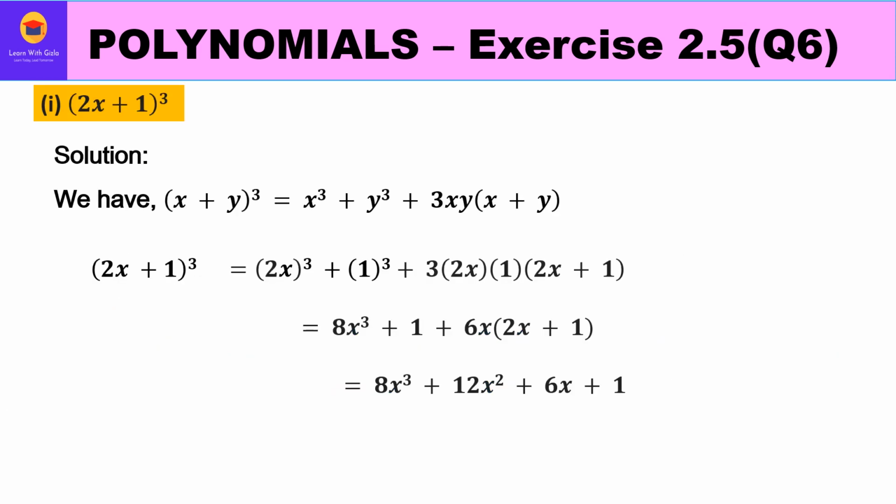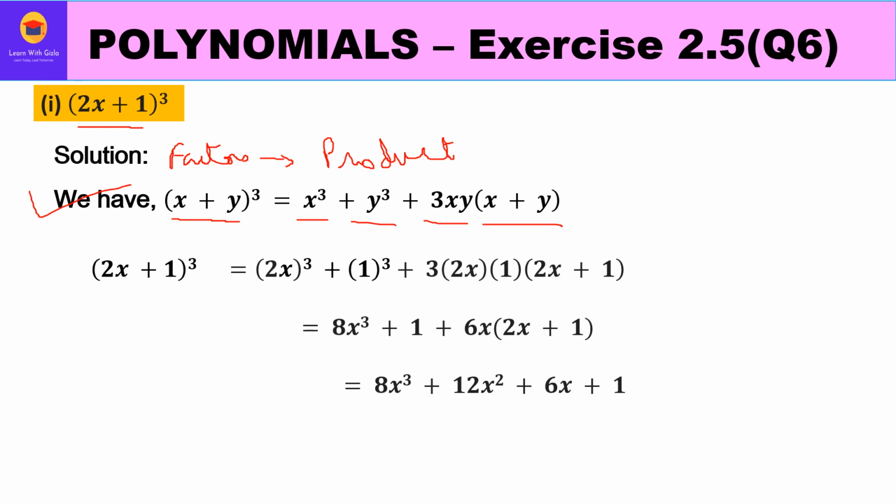Now in the first part, they are asking us to expand 2x plus 1 whole cube, right? So clearly it is identity 6 which says that x plus y whole cube is equal to x cube plus y cube plus 3 into x into y in bracket x plus y, right? Now these are the factors, and when you multiply the factors, what you will get? You will get the product. That means they are asking us to find the product. Expansion means to find the product.